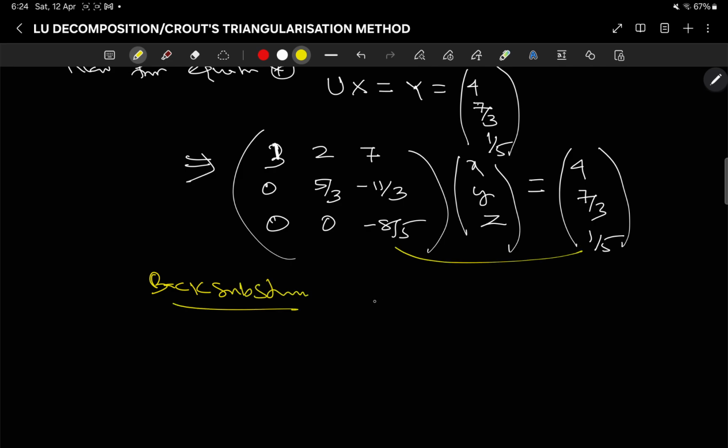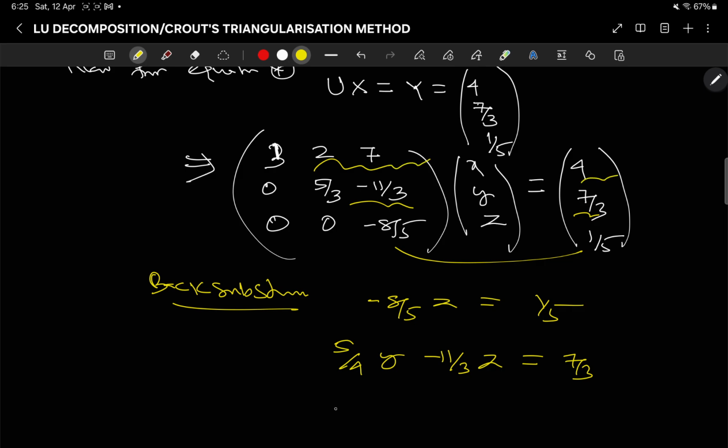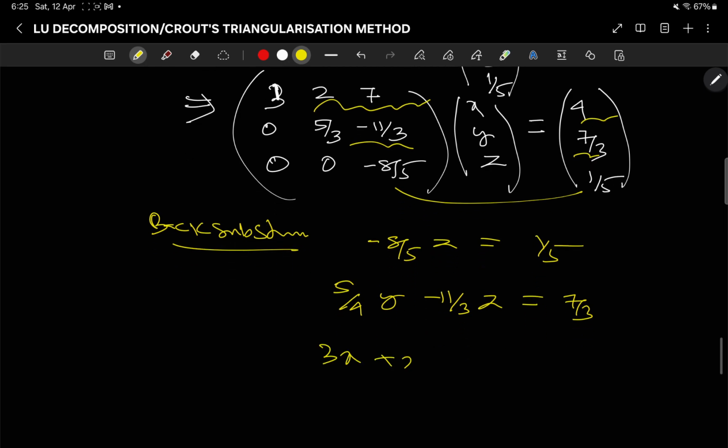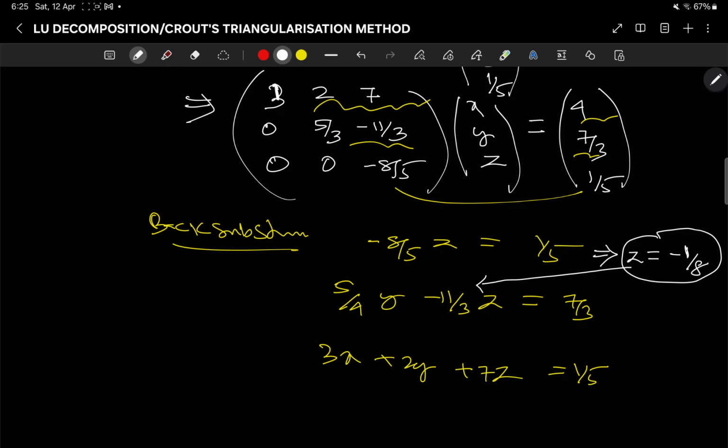So here this is equal to this, minus 8 by 5 Z is equal to 1 by 5, and here this is equal to this, 5 by 3y minus 11 by 3z is 7 by 3. Then coming to the first row, here 3x plus 2y plus 7z is 4. So now substituting the value of z here. What is my z? Z is my minus 1 by 8. I substitute the value of z here.